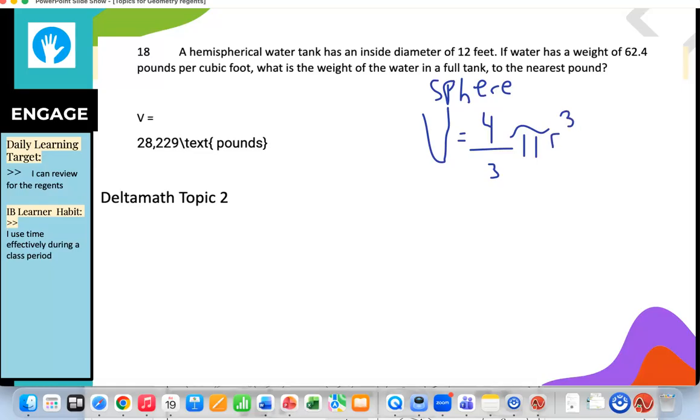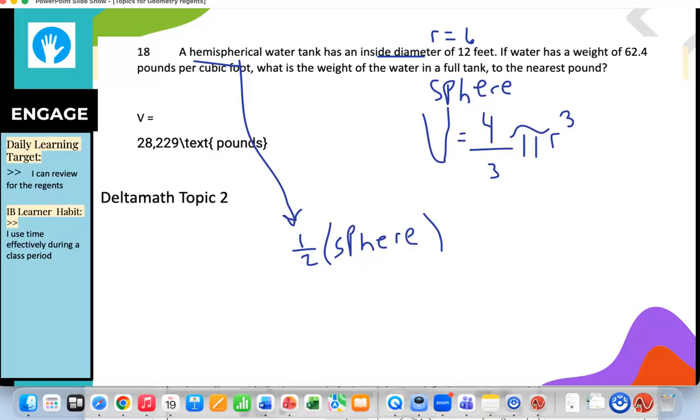So if it's 4/3 pi r to the third power, and they're mentioning a hemispherical water tank, you need to know a hemisphere is half of a sphere. So you can literally do the work for a sphere and then divide it by 2. They said a hemispherical water tank has an inside diameter of 12. This means the r is 6.